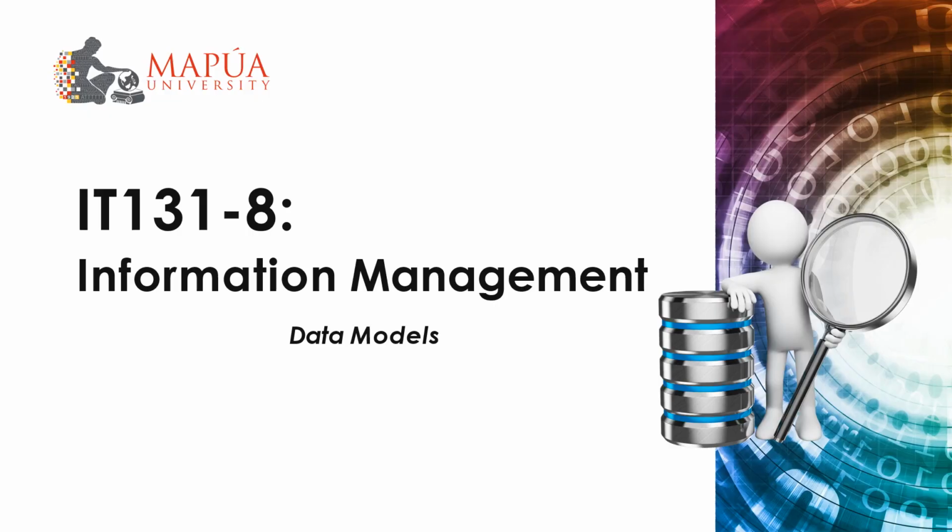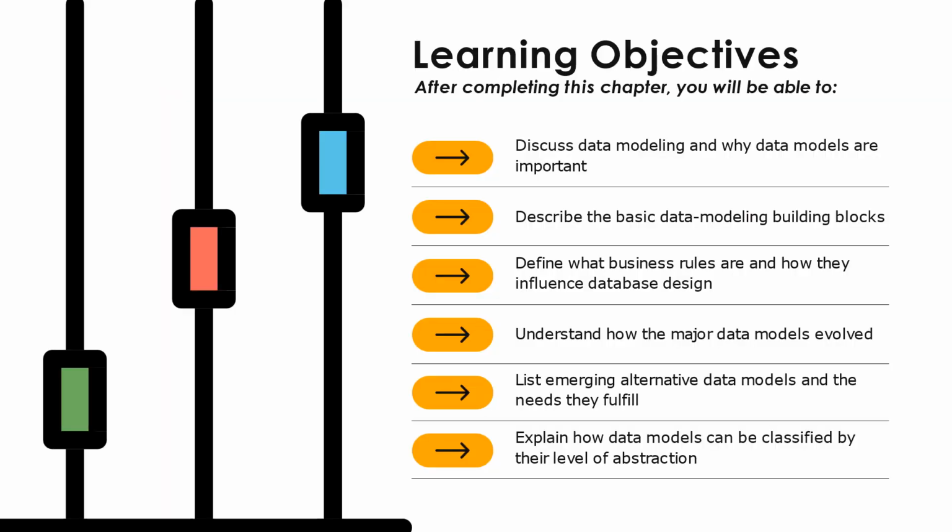In this lecture, we will be talking about data models. After completing this chapter, you will be able to discuss data modeling and why data models are important, describe the basic data modeling building blocks, define what business rules are and how they influence database design, understand how the major data models evolve, list emerging alternative data models and the needs they fulfill, and explain how data models can be classified by their level of abstraction.